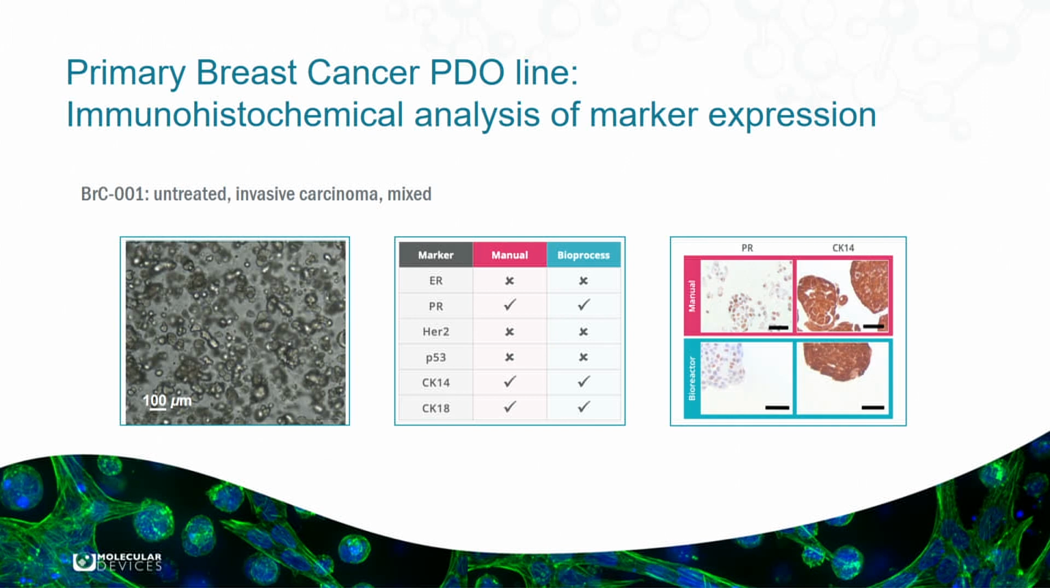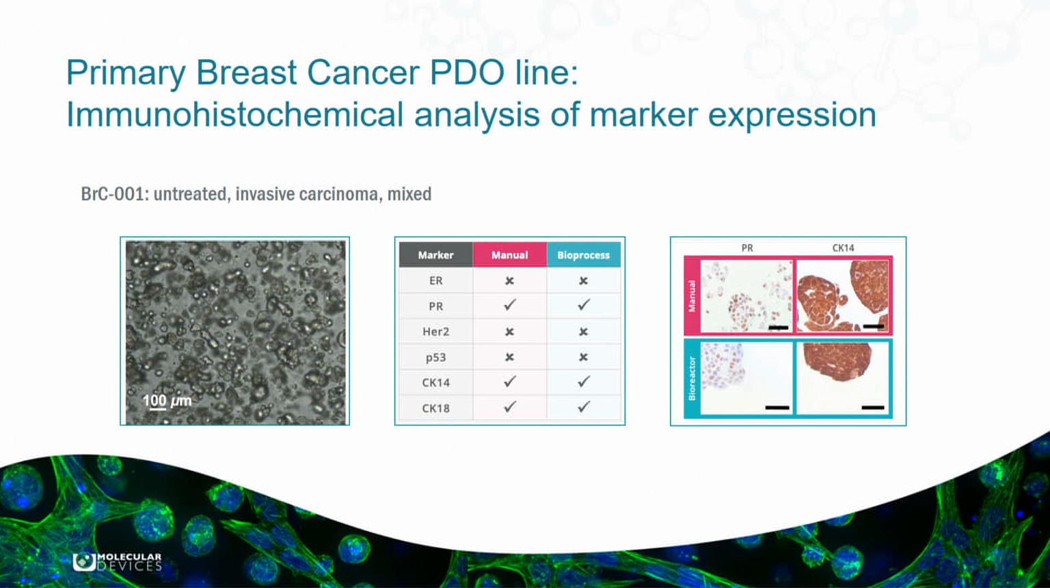We looked at the characteristic marker profile of the breast cancer organoids. And again, comparing manual and bioprocess was no different. This particular line is progesterone receptor positive, ER negative and HER2 negative. It's a line that's deficient for p53 and expresses the markers cytokeratins 14 and 18, which basically shows it's a basal type of breast cancer.